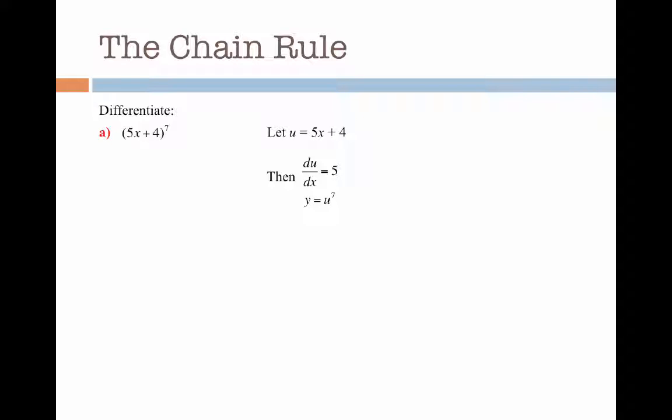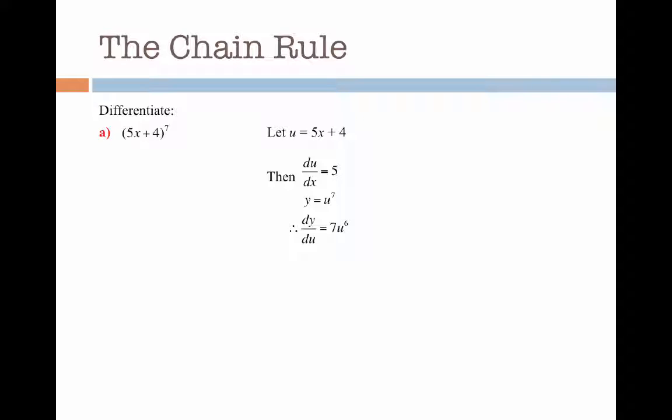Next up, we're going to get y equals u to the power of 7. This comes from the original function, just written as a u instead of that bracket. So y equals u to the power of 7, we're going to now differentiate that y with respect to u. This gives us 7u to the power of 6.